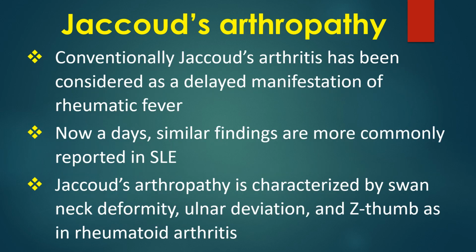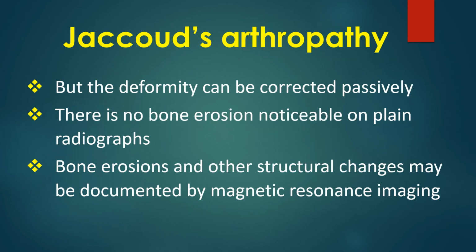Conventionally, Jaccoud's arthropathy has been considered as a delayed manifestation of rheumatic fever. Nowadays, similar findings are more commonly reported in systemic lupus erythematosus. Jaccoud's arthropathy is characterized by swan neck deformity, ulnar deviation, and set thumb as in rheumatoid arthritis. But the deformity can be corrected passively. There is no bone erosion noticeable on plain radiographs. Bone erosions and other structural changes may be documented by magnetic resonance imaging.